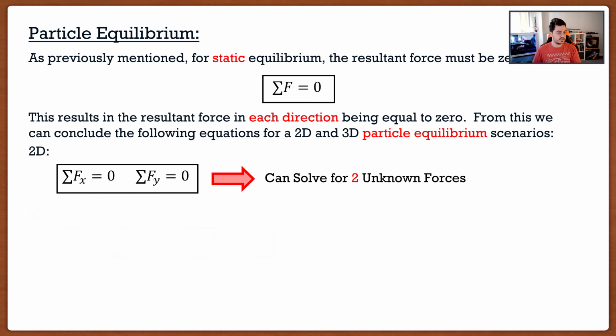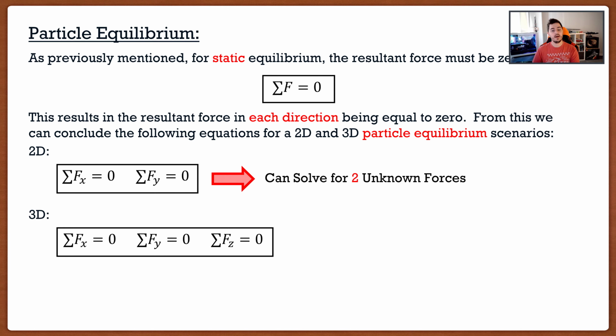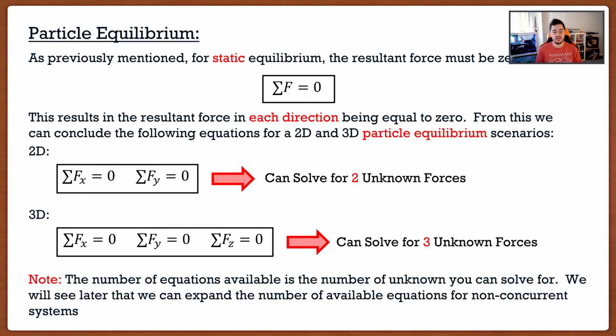3D, like I said, is the exact same thing, except we have that third component. So the summation of forces in the z direction must also be equal to zero. Typically I draw z like this, or it's kind of into the page, whatever you guys want. But this is nice because for 3D, we can actually solve for three unknown forces. Looking pretty good.